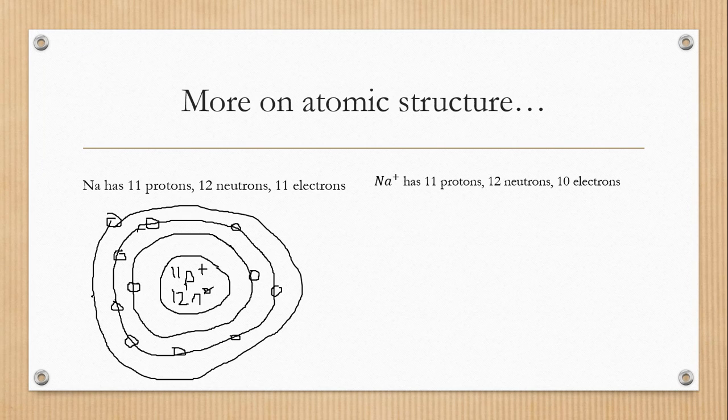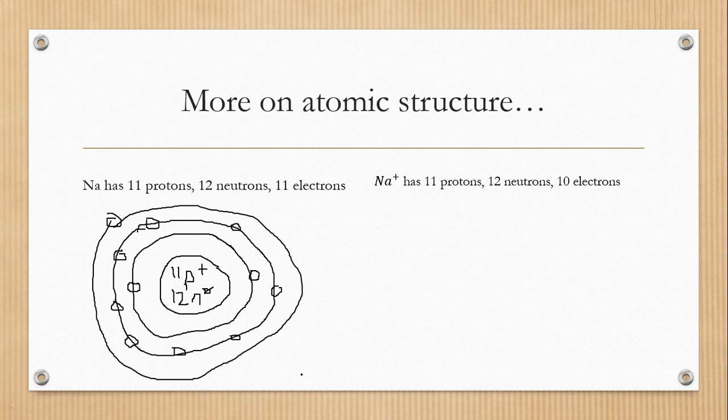I would never ask you to draw an atom larger than this because our third shell gets weird with that d orbital. The rules change. I just don't want to deal with it, and neither do you. So yeah, that's what our sodium atom looks like when it's neutral.